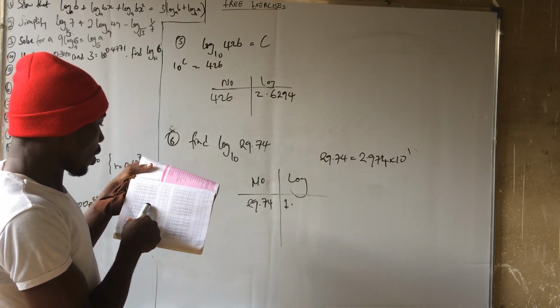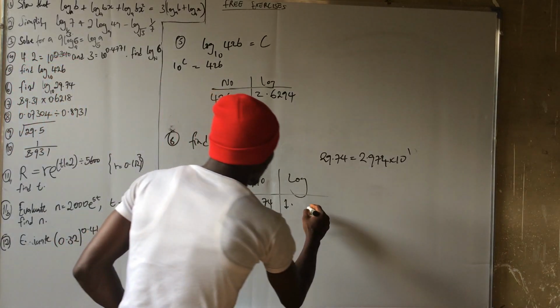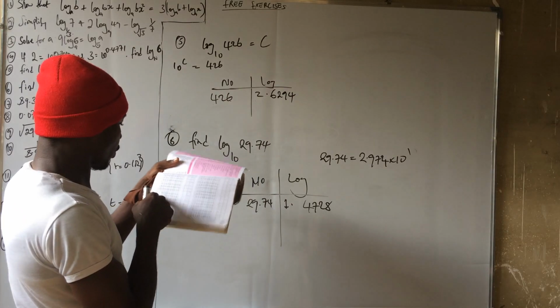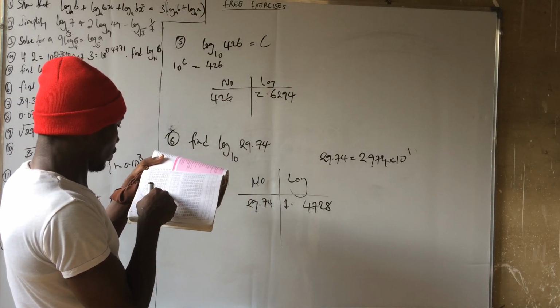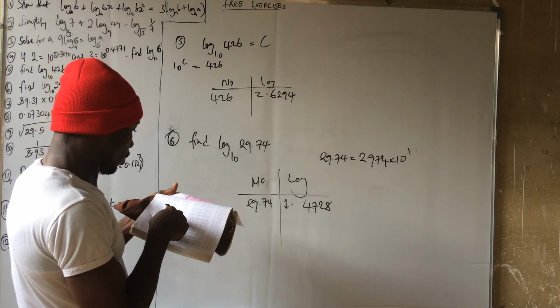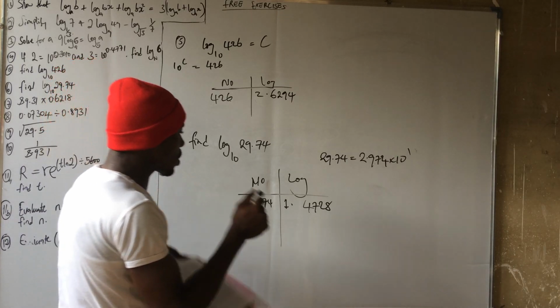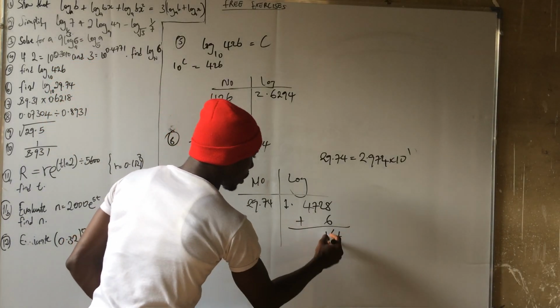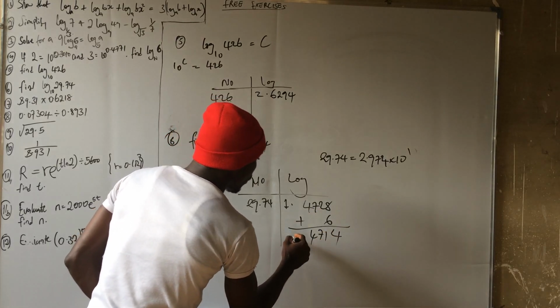29 under 7 is 4728. 4728, difference 4. The difference for 4 is 6. So we'll now add it. This is 4734.